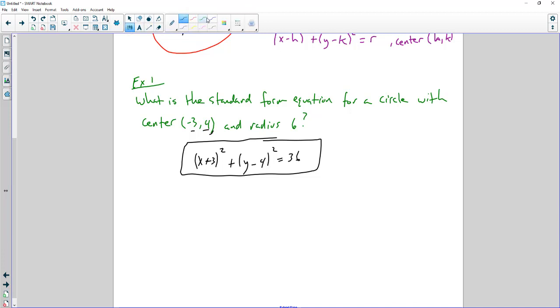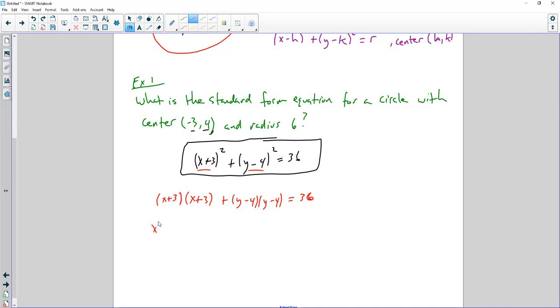So what we're going to do really is we're just going to FOIL this, okay? So this is going to end up being x plus 3 all squared. Actually, let's write it like this. I keep changing my mind as I start writing things, okay? I write it as x plus 3 times itself, and then plus y minus 4 times itself equals 36. There's a delay here on the screen. So we're going to just FOIL this out.